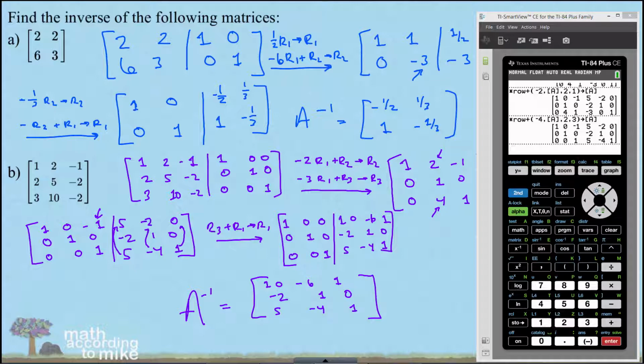Remember, you can check this by taking the original matrix and multiplying by the inverse. So if we call the original matrix A and multiply it by A inverse, if you multiply them in both directions, you should always get, in this case, the 3 by 3 identity matrix. And for part A, same deal, multiply the answer and the original in both directions. You should there get the 2 by 2 identity matrix.